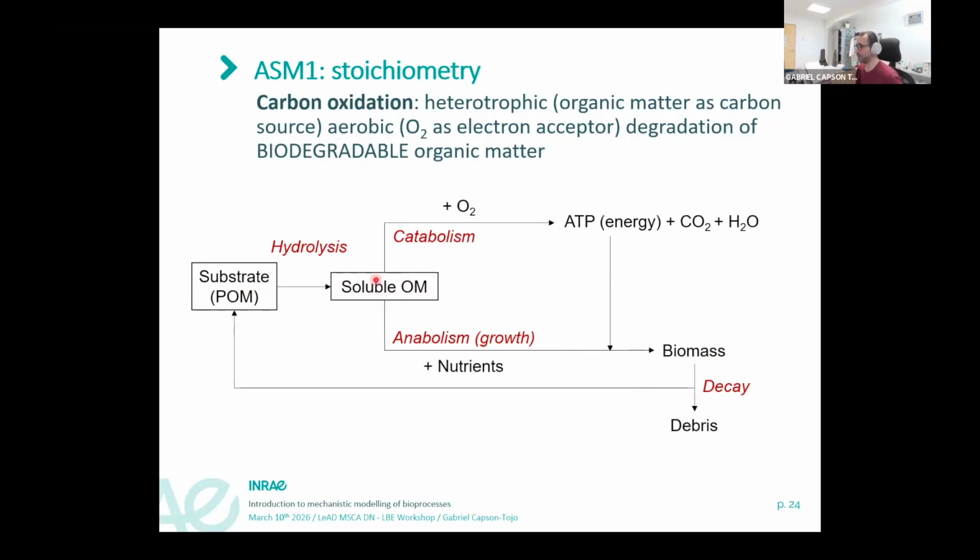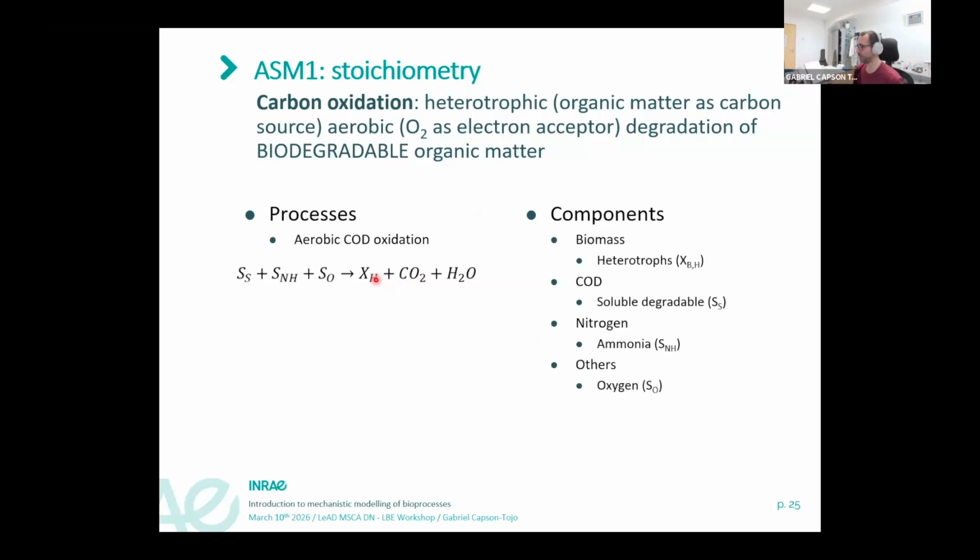Let's say that we know that in our activated sludge process, this is happening. This is how we will proceed to define our model. So first, we identify our components. We know that we have biomass, which are heterotrophs, which is what you have here. We know that we have soluble degradable COD, which is organic matter that the biomass is going to be using for growth. We know that we have oxygen needed also, because if we don't have electron acceptors, the reaction is not going to happen. And we need some nutrients. In this case, we're going to simplify and just say that we have some ammonia.